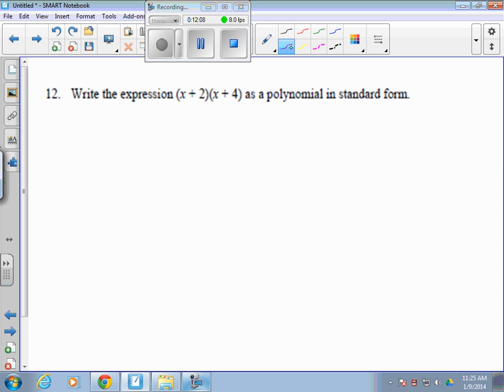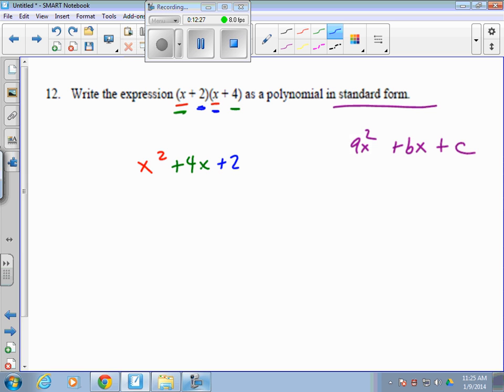We're rewriting in standard form. Standard form is just ax squared plus bx plus c. Oh, we're just foiling is all we're doing. So your first two terms that you're multiplying, x times x, is x squared. Your outside terms are x times 4, positive 4x. Your inside terms are 2 times x, which is positive 2x. And then your last two terms are 2 times 4, which is plus 8.